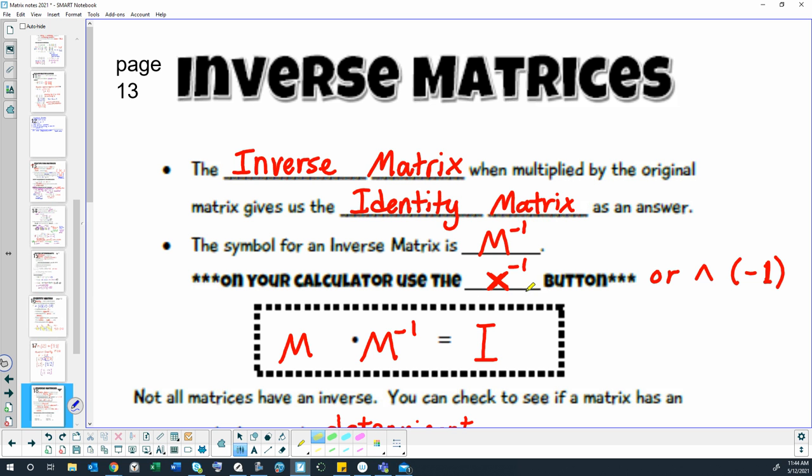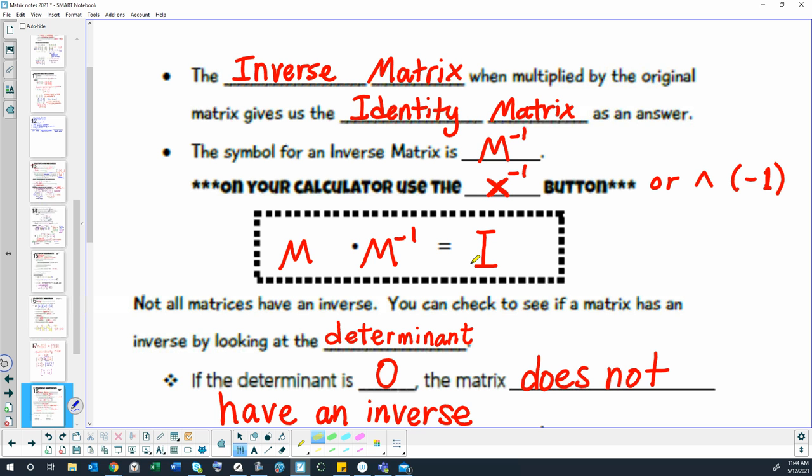On our calculators, when we compute inverse matrices, we are going to use the button on the calculator that has an x to the -1 power, or another way of doing a -1 power is by using the little upside down V, which is called a caret, and then typing in a -1 in parentheses. That will also take our number, or in this case our matrix, to a -1 power, which finds the inverse. Okay? So basically a summary of what we just said: if we have a matrix and we multiply by the inverse of the matrix, we get the identity matrix, which is that matrix with all the ones and zeros in it, right?